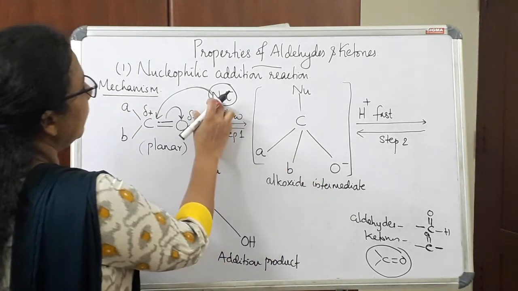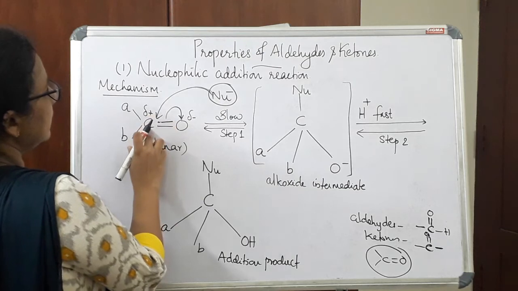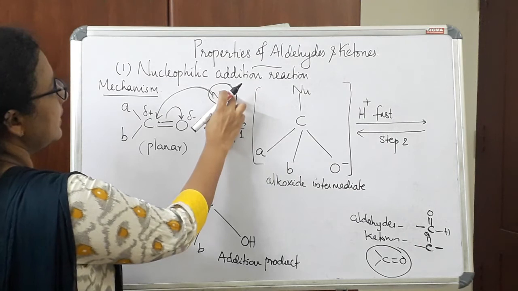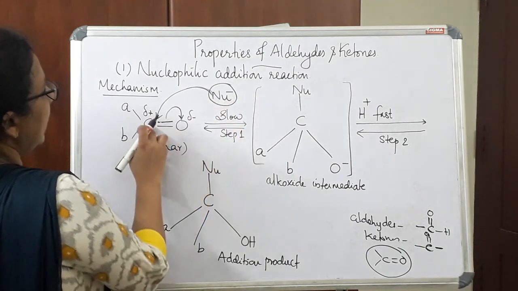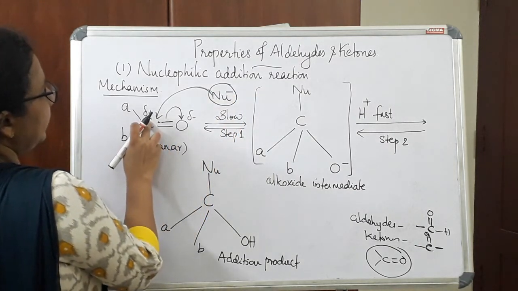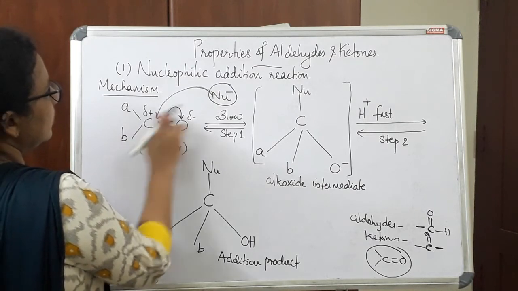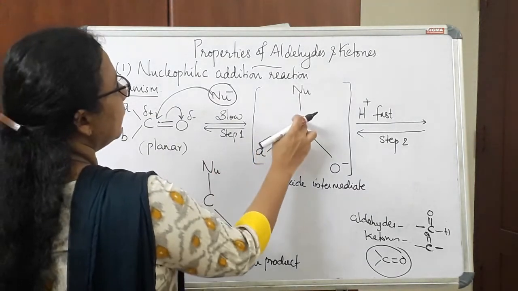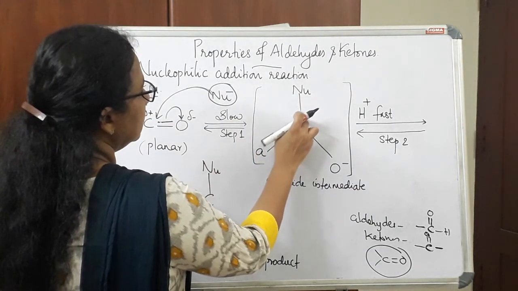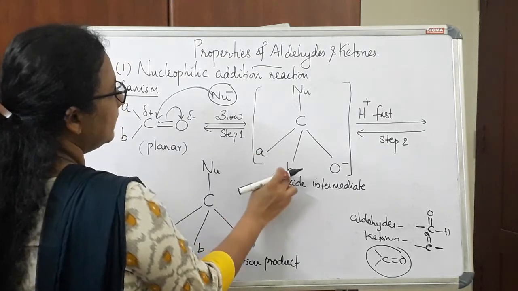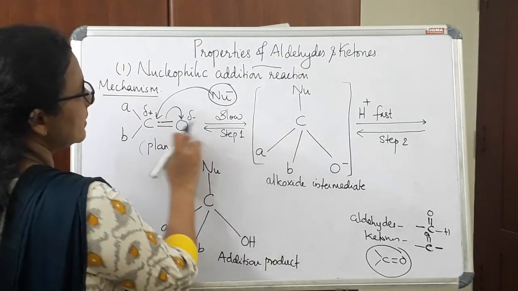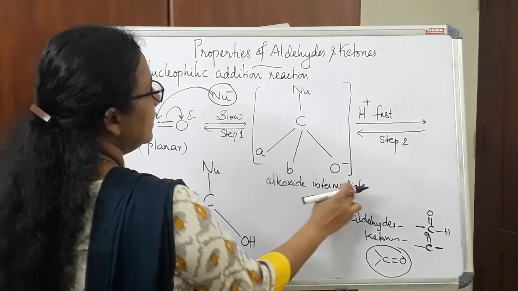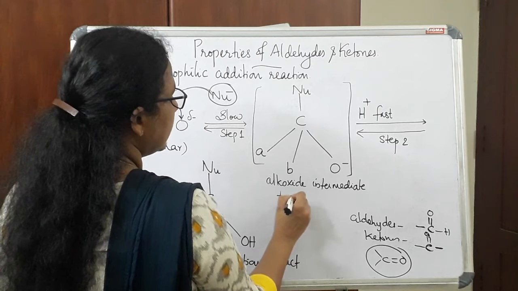So this nucleophile will attack this positively charged carbon. So this oxygen is negatively charged and electron rich in nature, and this carbon is electron deficient now. So this nucleophile will attack this carbon, and nucleophile will be attached here, and this is A group and B group, and this is the oxygen, and this oxygen is having a negative charge. So this is the intermediate, or this is the transition state.